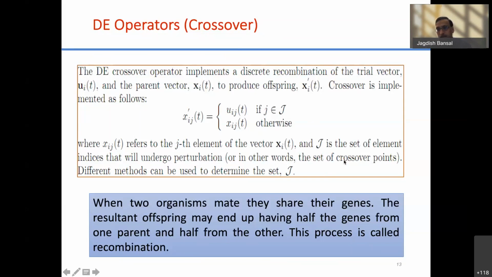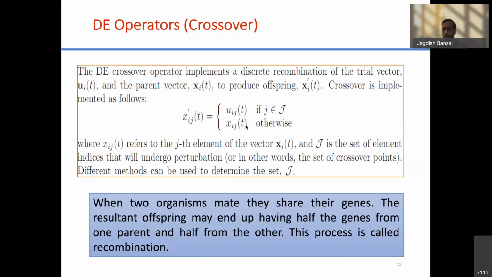Look here at the cursor, set of crossover points. How this set of crossover points is created differs from crossover operator to crossover operator. If it is binomial, the strategy is different. If it is exponential, it is different. How this set is made, I'm going to explain in the next slide. Let me just explain the crossover operator, right? This crossover operator will take the jth gene from the mother if it belongs to this set of crossover points. Otherwise it will take it from the parent.